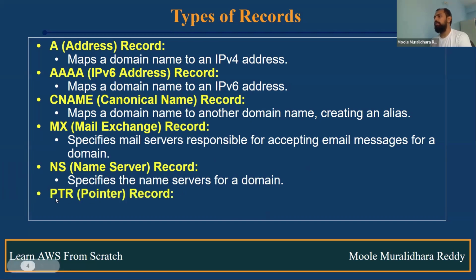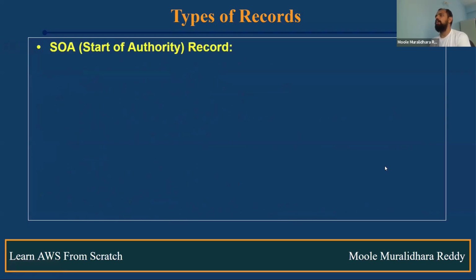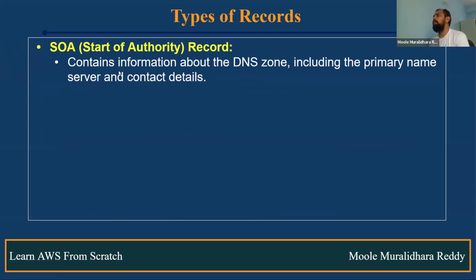And we can also use the PTR pointer record. This pointer record maps an IP address to a domain name and is used for reverse DNS lookup purposes, but in real time very rarely will it be used. And coming to SOA, start of authority record, when you create the hosted zone, by default it will create the SOA also. The SOA contains information about the particular DNS zone, including the primary name server and also contact details.